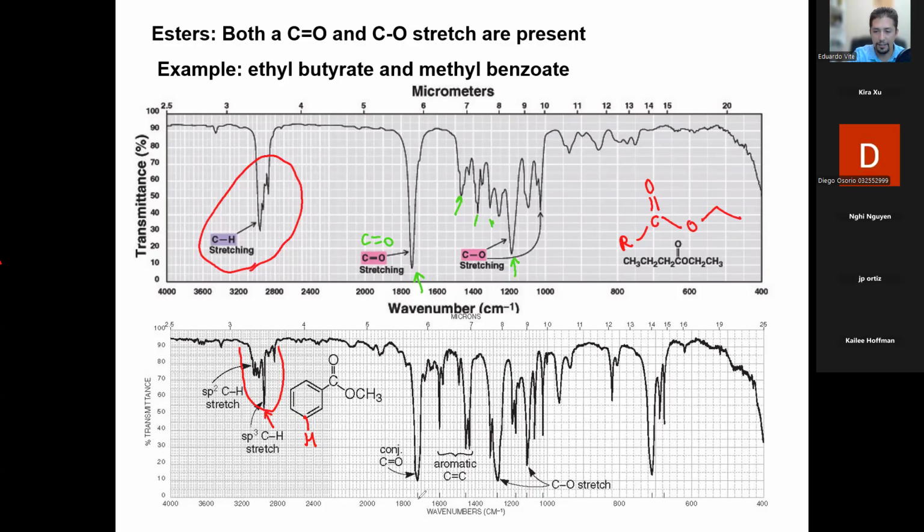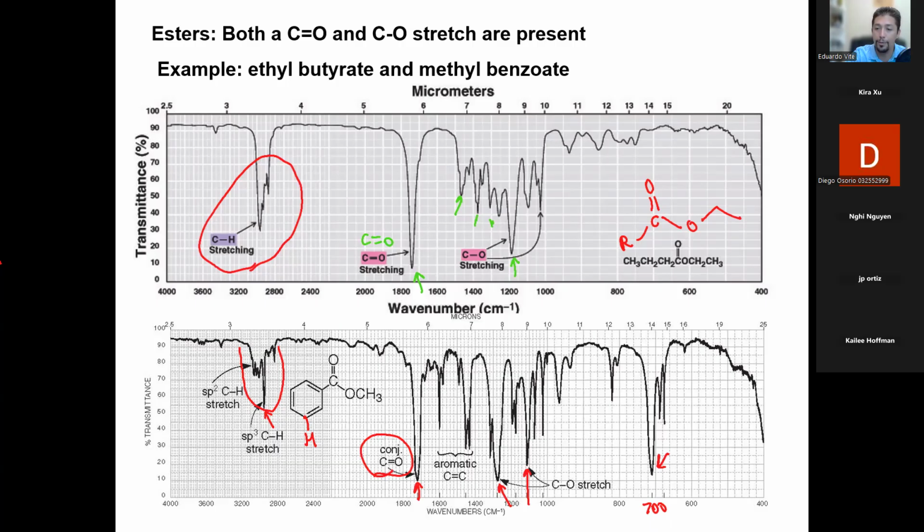So again, look at 1700 right here. You have your carbonyl. And look at around 1200. You can pick either this one or that one. They're the two strongest ones, right? Some people might pick this one. Well, what's wrong with this? You're at 700. That's the fingerprint region.